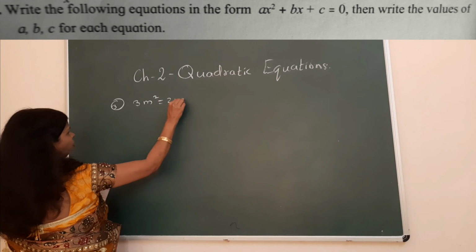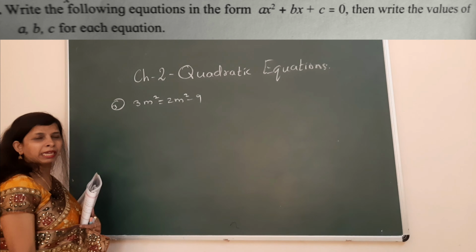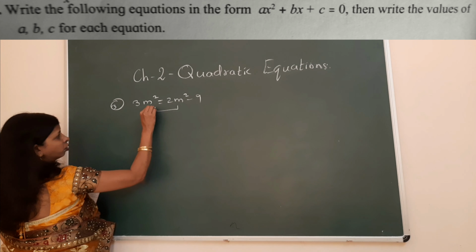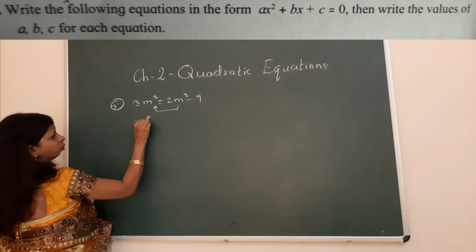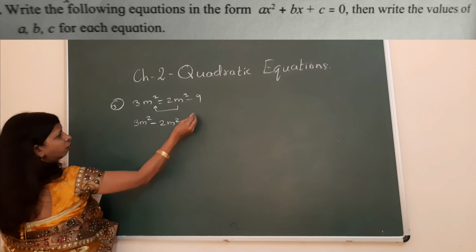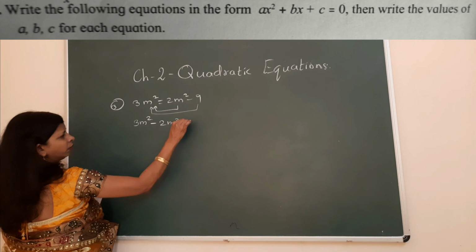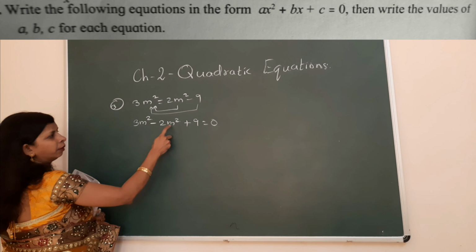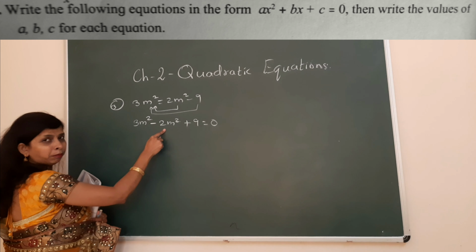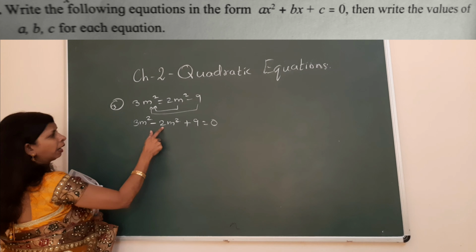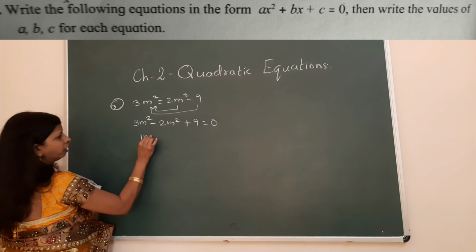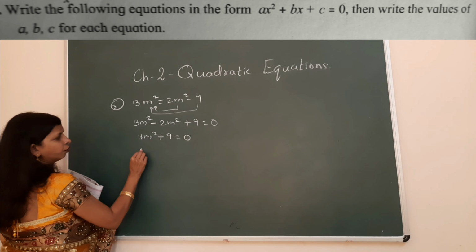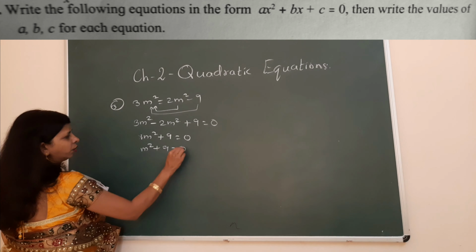three m square is equal to 2m square minus 9. Okay, let me first bring everything towards my left side. So this 2m square towards my left side, 3m square minus 2m square. What about this minus 9? Will become plus 9 equal to 0. Now if you see this m square and m square, these are same terms, like terms. So 3 minus 2 will be 1. So this is 1 m square plus 9 equal to 0. We never mention 1, so we can write m square plus 9 equal to 0.